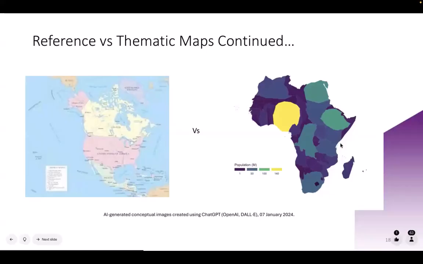Now, sometimes the difference between reference and thematic maps can become confusing. So I wanted to take a look at a more realistic example, a real example.